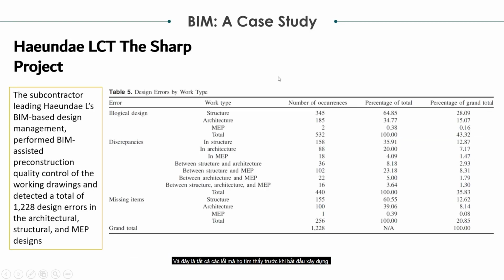And here are all the errors that they found before starting the construction. They divide it into illogical design, discrepancies, and also missing items. Each of these errors can be found in architecture, structure, and also MEP. This is the total number of the errors that they found. This is around 1,000 errors. I think this is not a small number. This will affect the total cost of the project at the end.